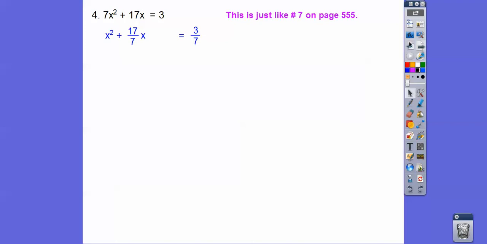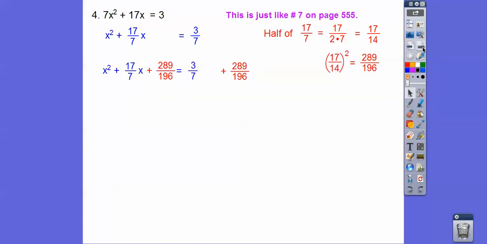How do you take half of this fraction right here? 17 over 7, you double the denominator. So it's 17 over 14, okay? So half of that, and then we're going to square that to add that to both sides. So 17 squared is 289, 14 squared is 196. So I added that to both sides.